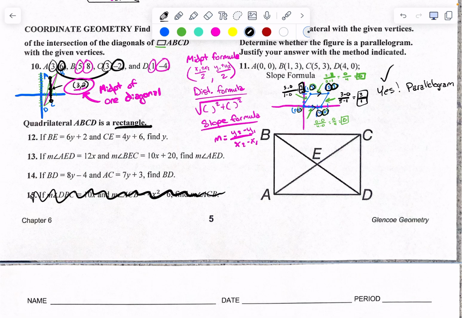Are you guys ready for the answers? 12, I got y equals 2. 13, I got x equals 10, but then angle AED, that means he is 120. I may be wrong. 14, I got y equals 7, and that means BD equals 52. Okay. Very good.